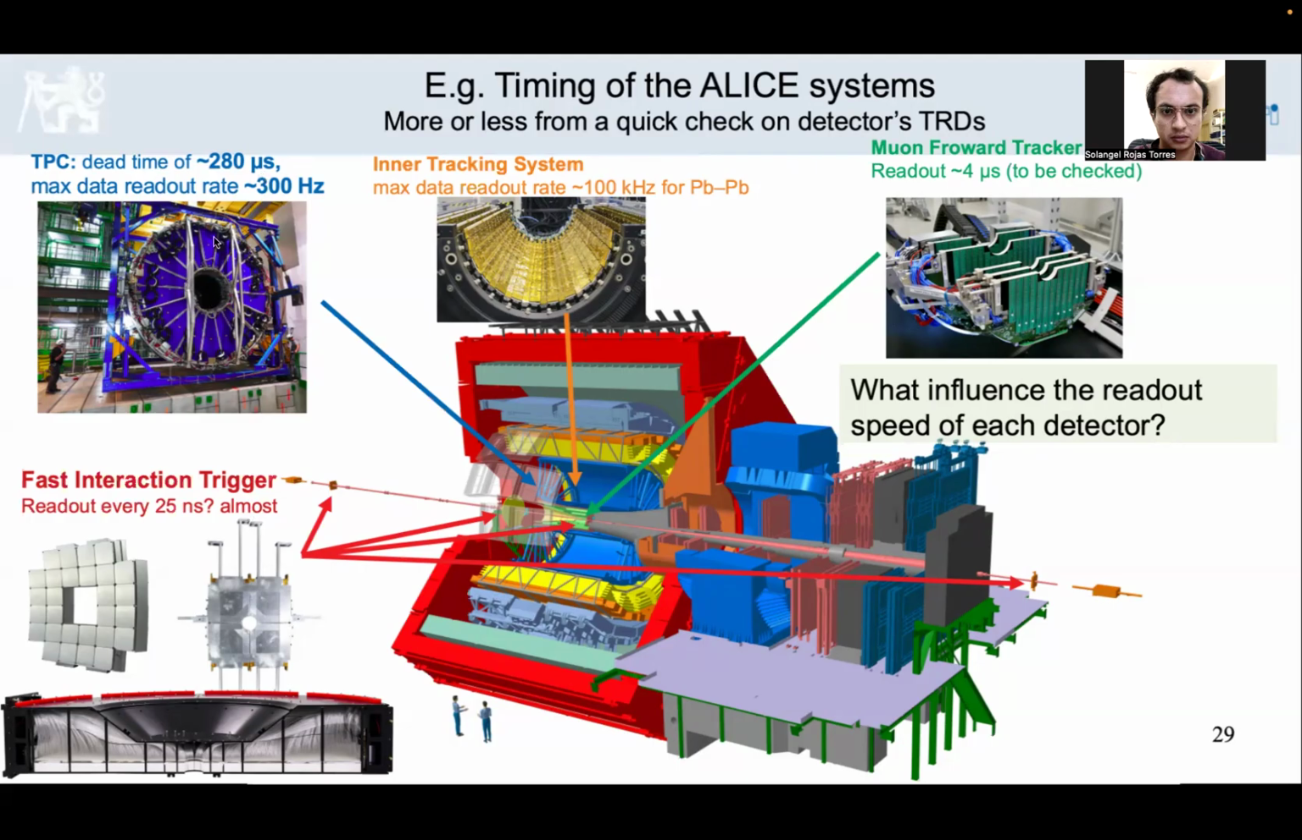And does it also have a continuous readout, or do you use some trigger for it? Yeah, this is also continuous. Continuous, yes. And the maximum rate is 300 hertz. Then the next one is the Inner Tracking System, whose maximum readout is 100 kilohertz. That will also depend on the type of collision system. But for example, the Muon Forward Tracker is 4 microseconds.